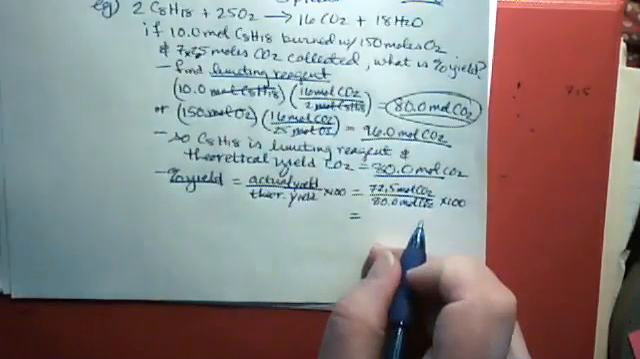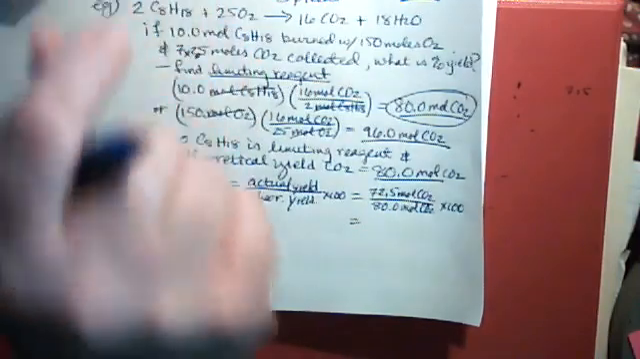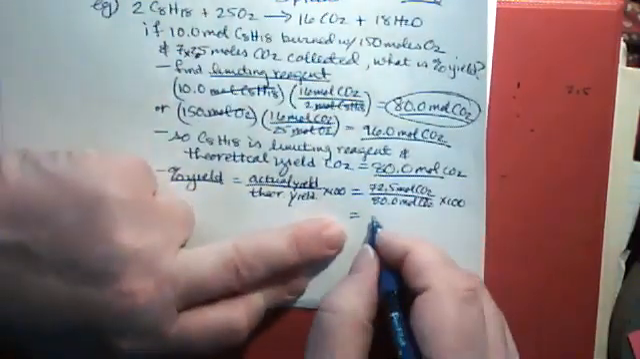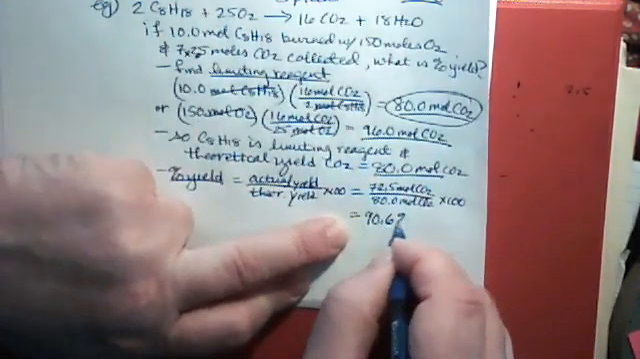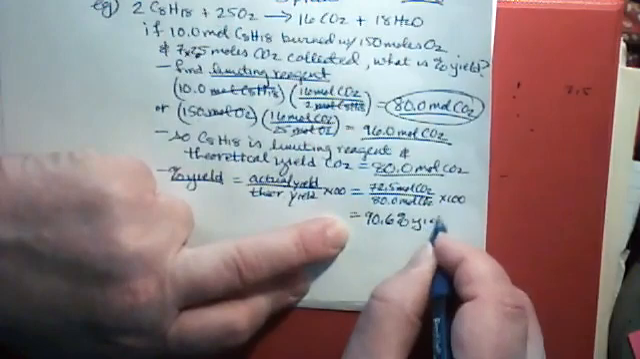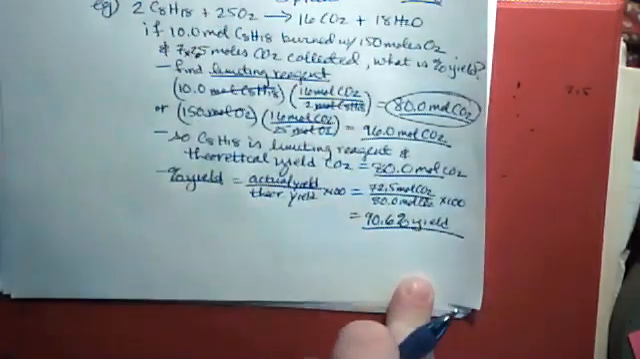Wait a minute, it was 72.5. So that's going to be actually a little more than 90%. Let me try that again. 72.5 divided by 80, 90.6. So I would call that, oh, we can use 3 significant figures. So 90.6% yield.